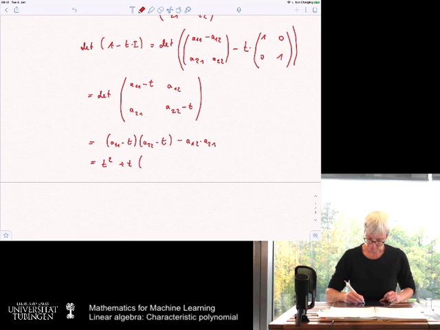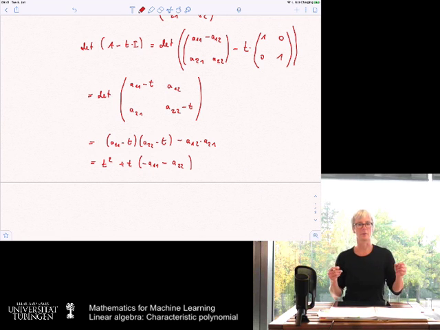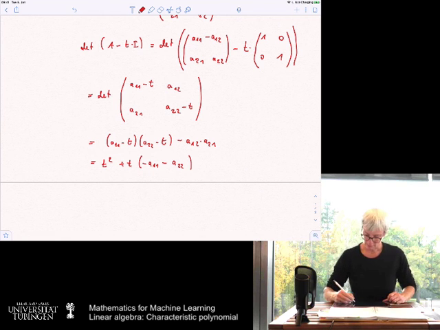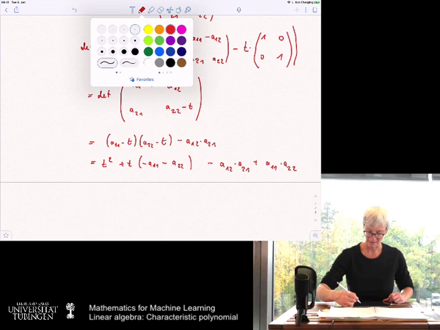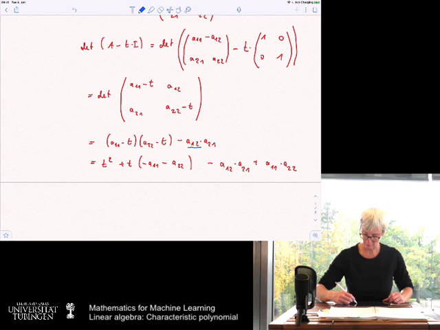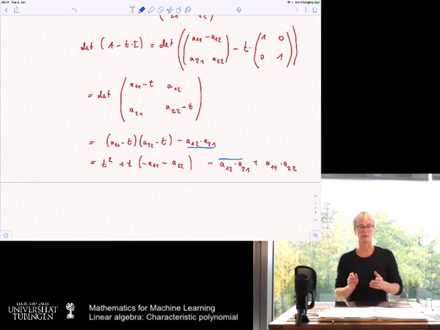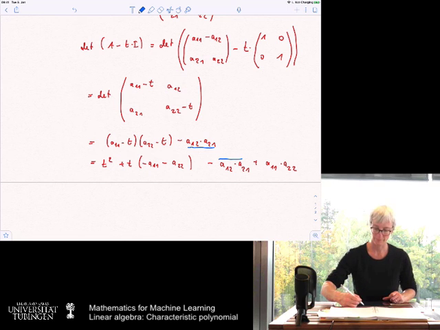Plus t times minus A11 minus A22. This is the term with t to the power of 1. And then I have the last term, A12 times A21 plus A11 times A22. So I did it maybe not in the most intuitive ordering, so this term is this term here, and the other one comes from the front when multiplying it out.